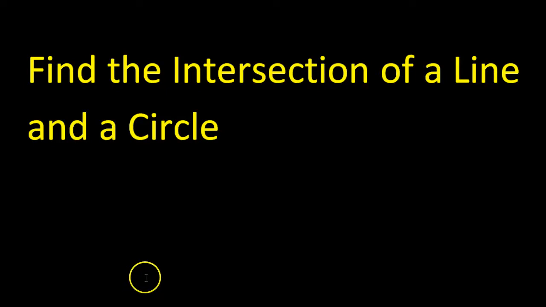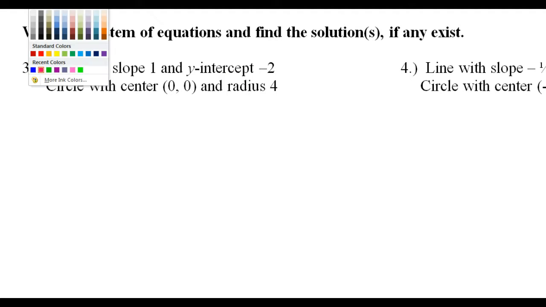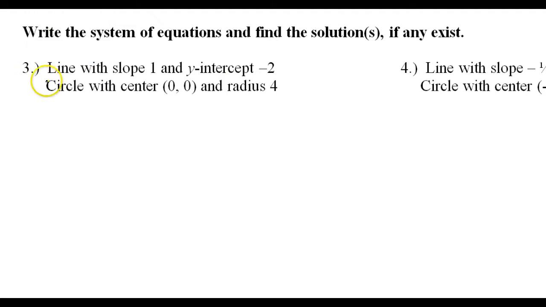In this video, we are going to find the intersection of a line and a circle. Sometimes that's described as solving a system of equations. But the information that we're given, we're not fully given the equation of a line and we're not given the equation of a circle, but we're given enough information that we can come up with the line equation and the circle equation very quickly.